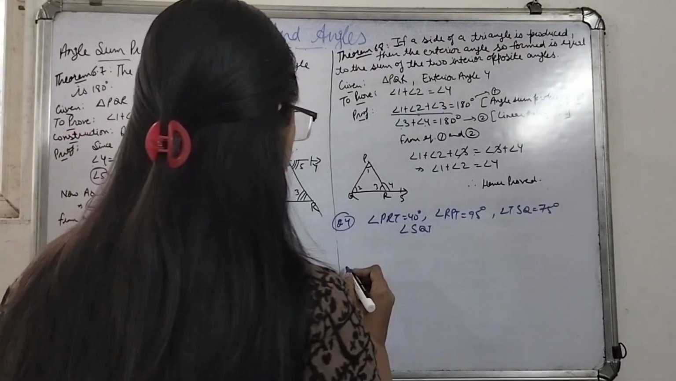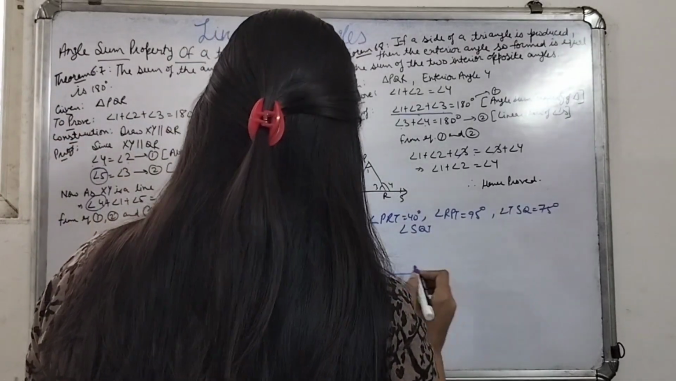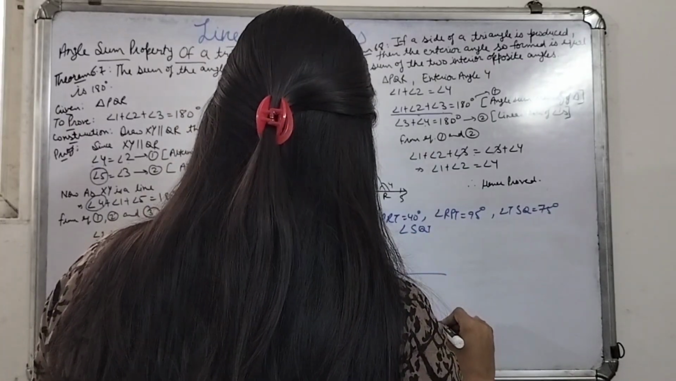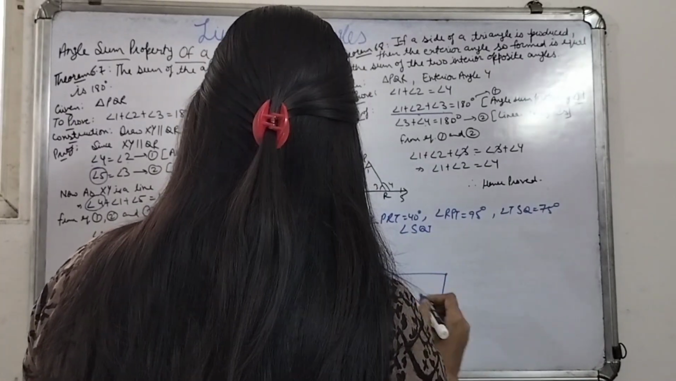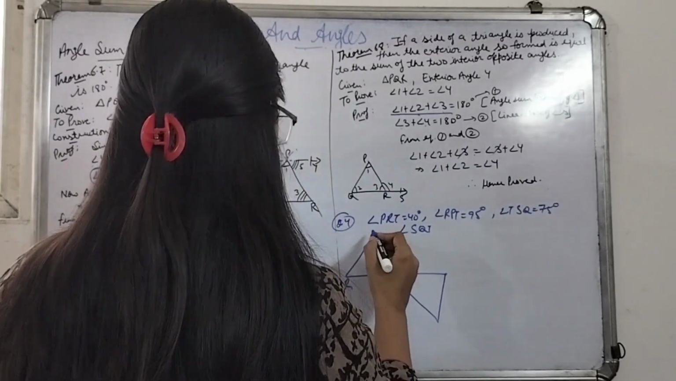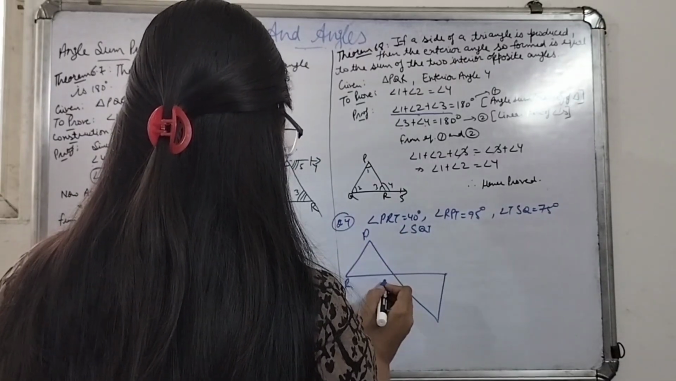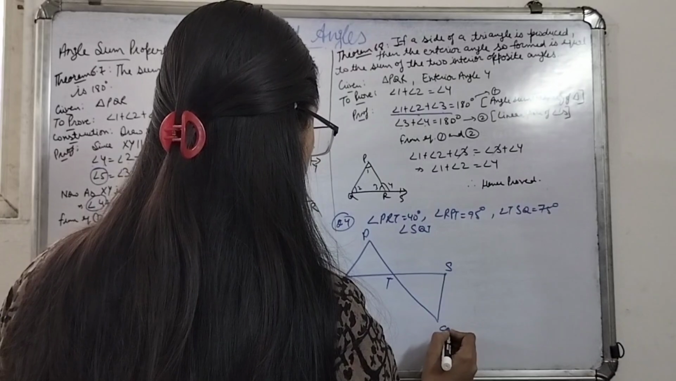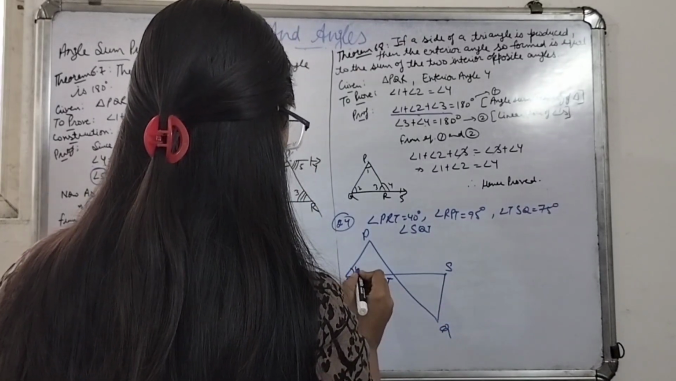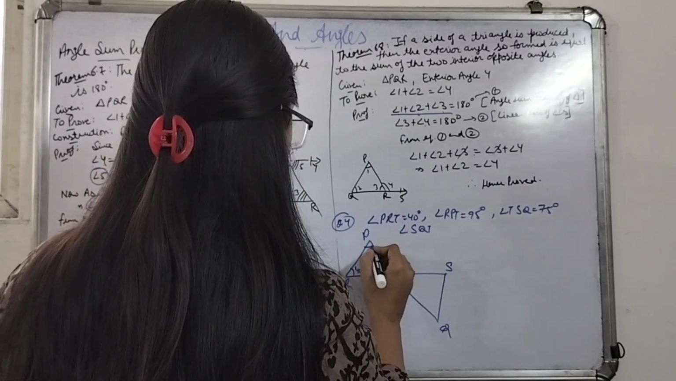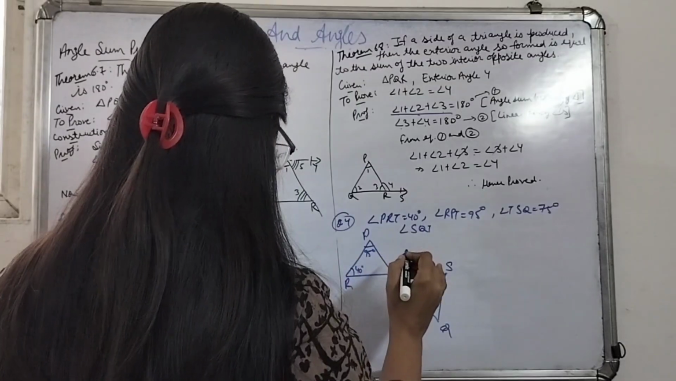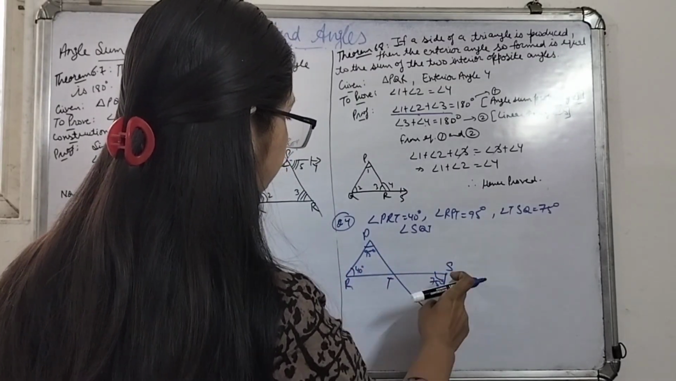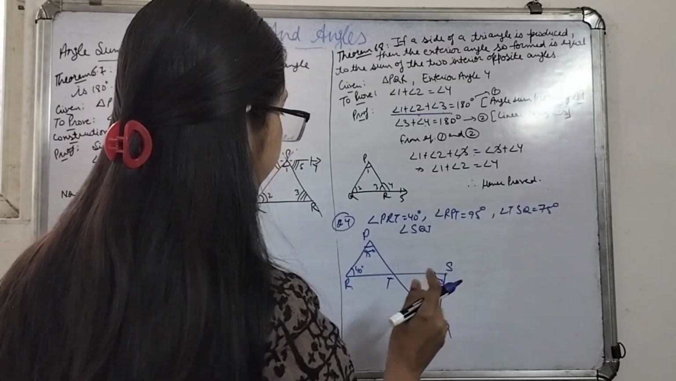The figure is like this. It is a line over here, then this, and then this is the figure. This is point R, this is point P, this is T, this is S, and this is Q. This angle is 40 degrees, this is 95 degrees, this is 75 degrees, and we have to find angle SQT.